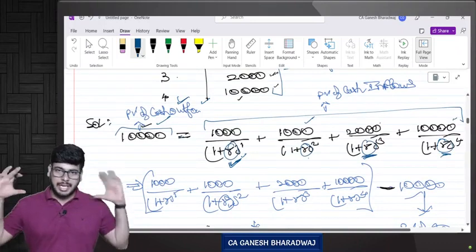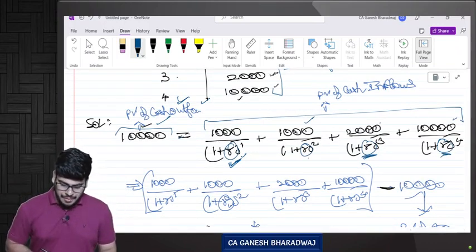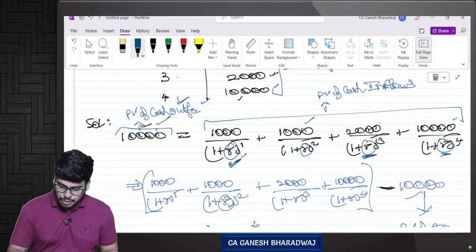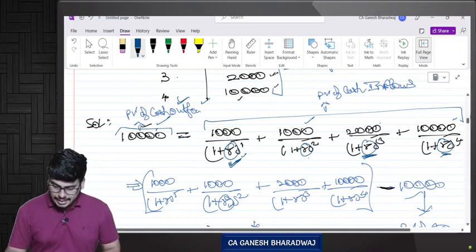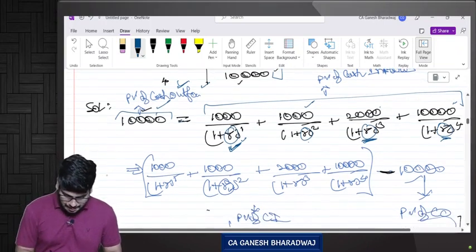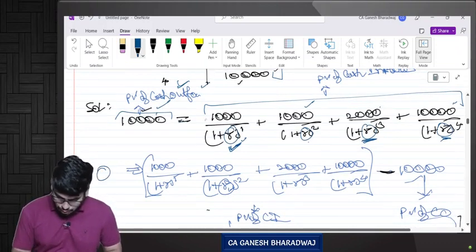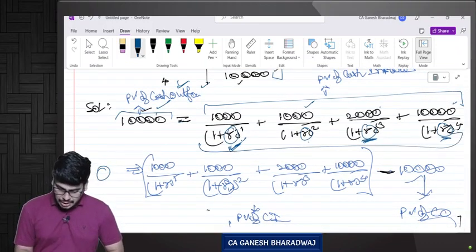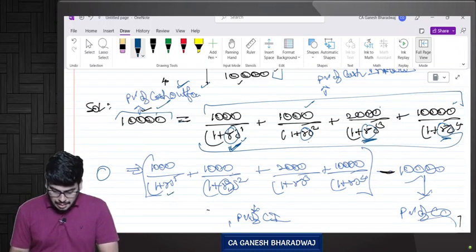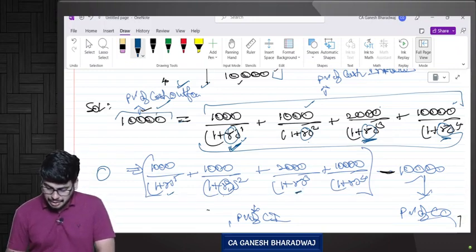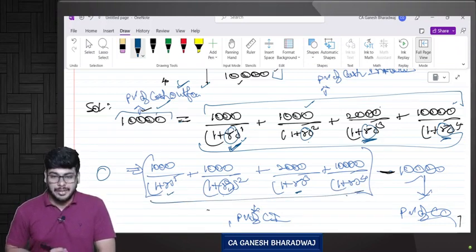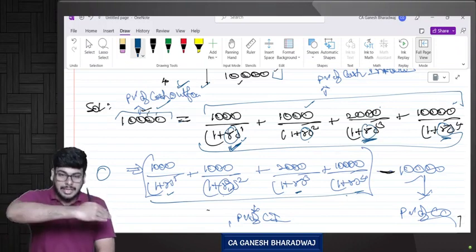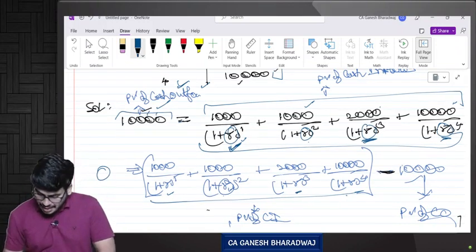This is the complete cash flow equation. Are you clear with this? So let us take this 10,000 to the right hand side. So can I say 0 is equal to, these things will retain: 1000 divided by 1 plus r to the power 1, plus 1000 divided by 1 plus r to the power 2, plus 2000 divided by 1 plus r to the power 3, plus 10,000 divided by 1 plus r to the power 4. This is the present value of cash inflow. Then this outflow, this 10,000, goes to the right hand side. Can I say minus 10,000?